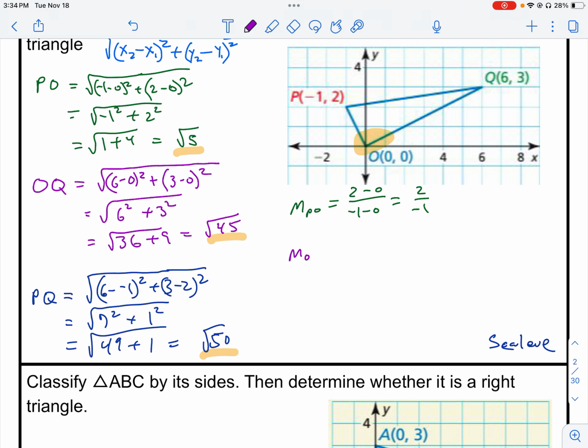So now let's do the slope of line OQ. Once again, we get the change in Y over the change in X. That's going to equal 6 over 3, or 1/2. So negative 2 over 1 is the opposite reciprocal of 1/2. So it is indeed a right scalene triangle. Easy enough.